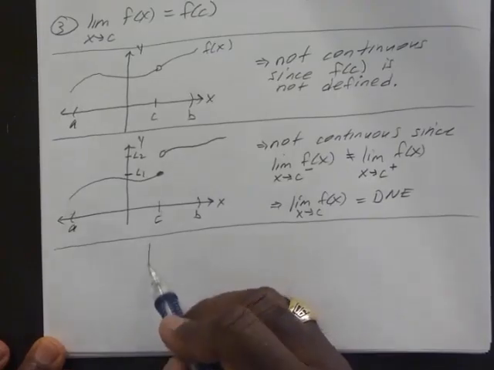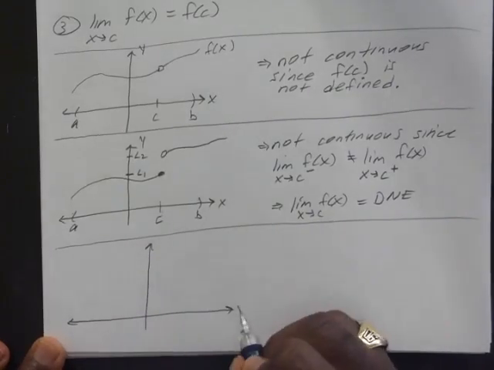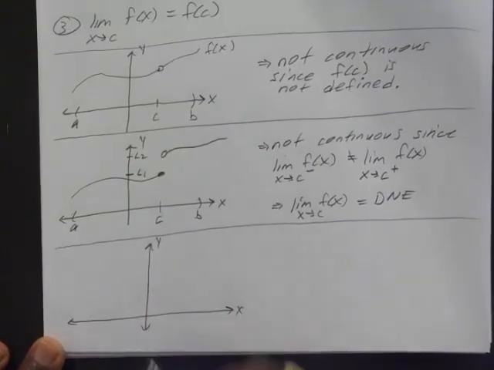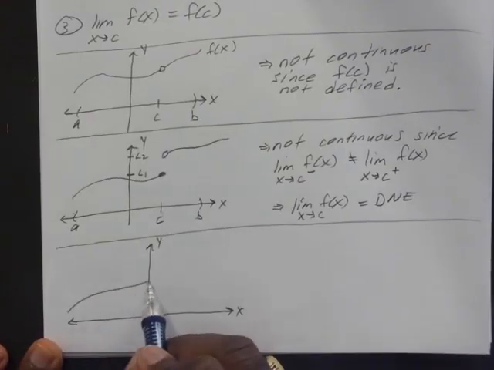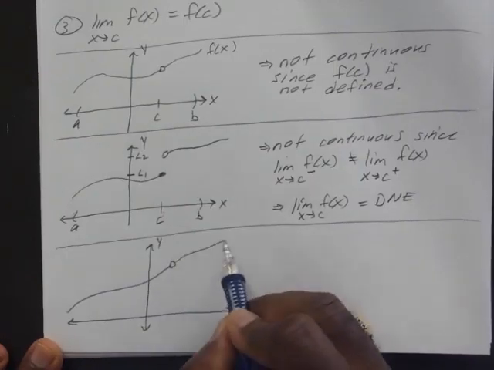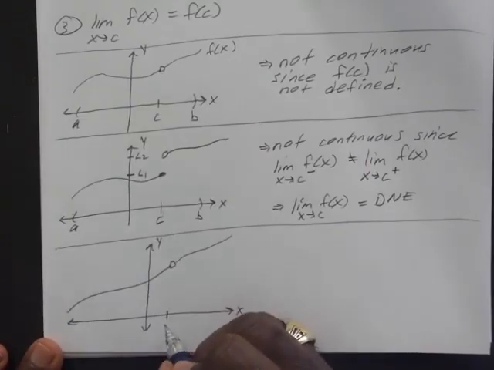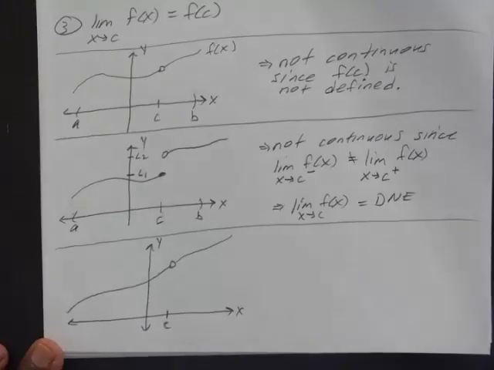And last, let's say we have a function that looks kind of like this one, where it's undefined at a certain value, at c, of course, in our interval from A to B.